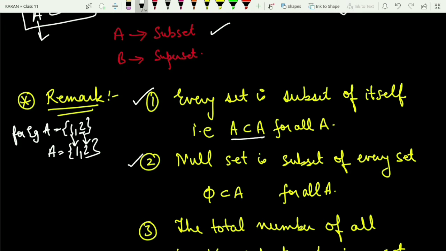The second is the null set is a subset of every set. This you should also remember, that the empty set is always contained in the set. This is something very trivial. So the null set is a subset of every set.